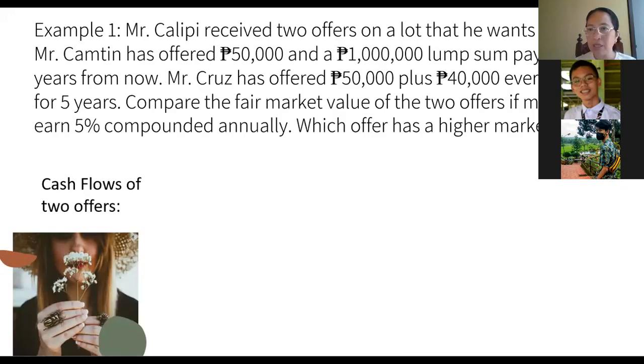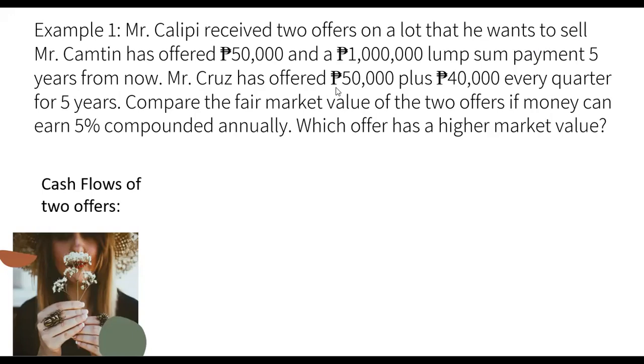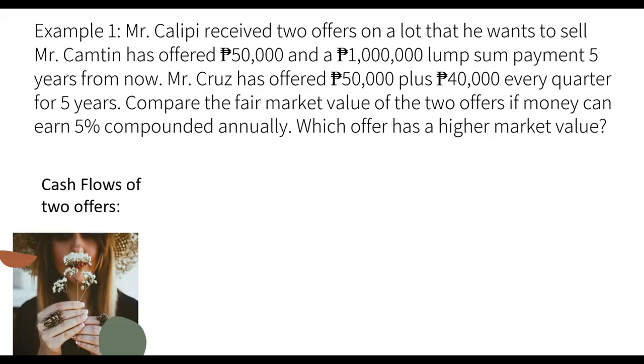So this is a problem na probably pwede nyo ring ma-face or mangyari din sa inyo pagdating ng panahon, yung bang papipiliin kayo which one should be yung mas magandang mag-invest kayo. Okay? So ito, sabi dito, si Mr. Camtin, inoferan siya ng dalawa: yung offer ni Mr. Camtin at offer ni Mr. Cruz. Kay Mr. Camtin, ang offer sa kanya is 50,000 and 1 million lump sum payment 5 years from now.